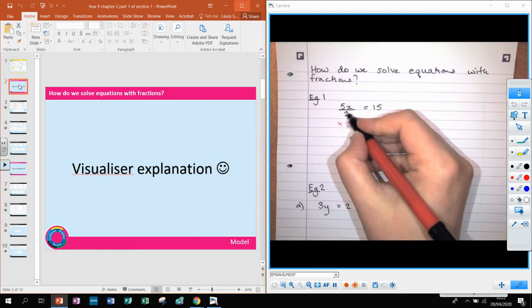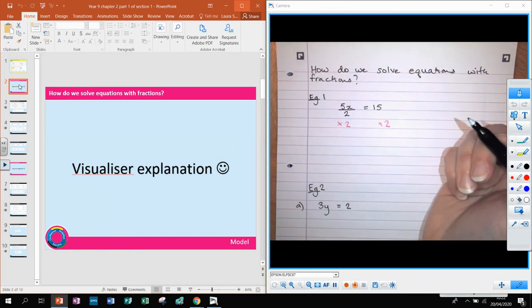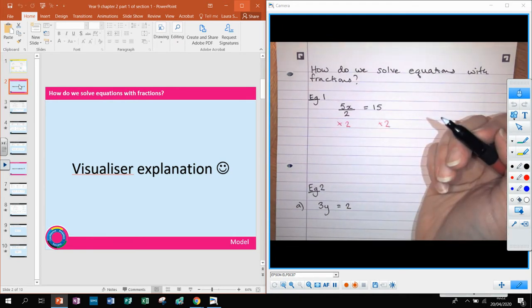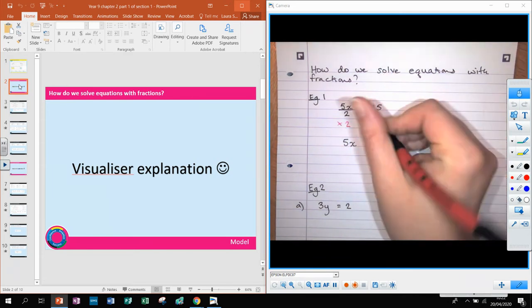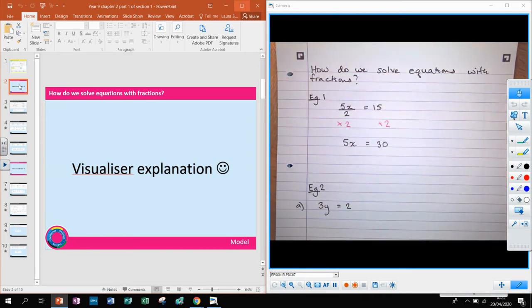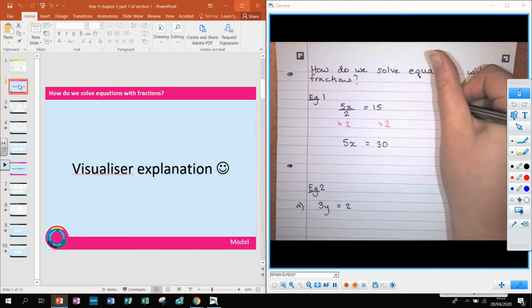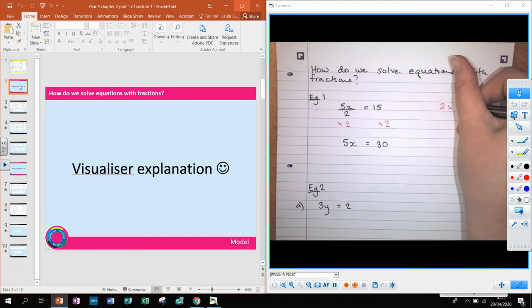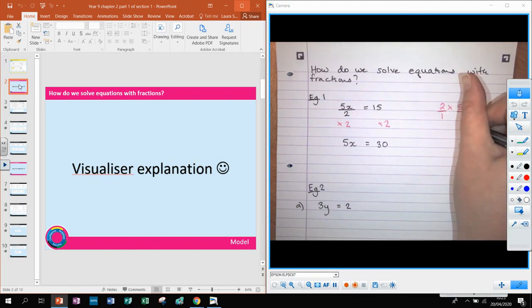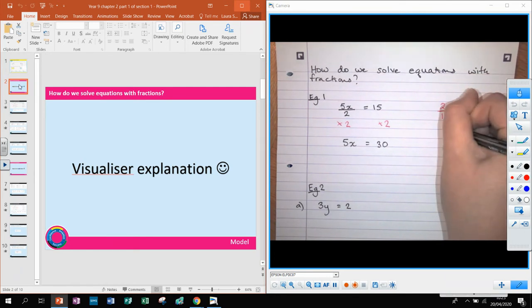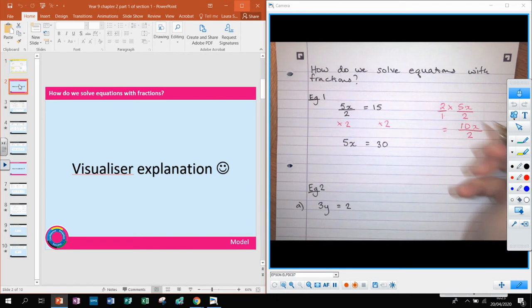Now, if I multiply this by 2, it cancels out that denominator, leaving us just with 5x. Okay, so we get 5x is equal to 15 times 2, which is 30. Now, just so that I'm very clear there, once again, if I did 2 times 5x over 2, that is the same as 2 over 1 times 5x over 2, which means we would do 2 times 5x, which is 10x, over 1 times 2, which is 2. Now, if I divide that by 2, I get 5x.